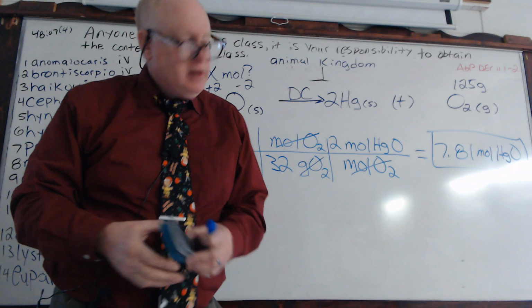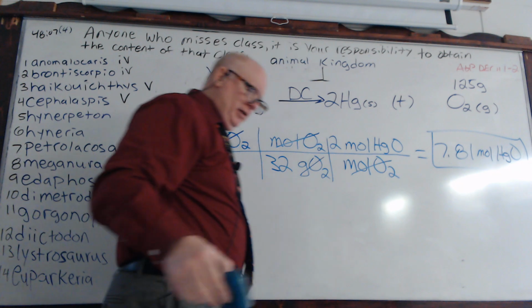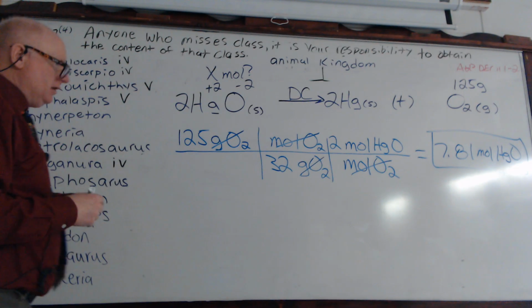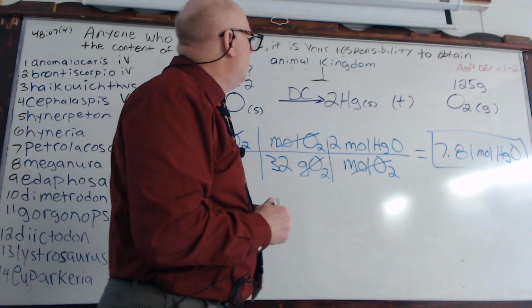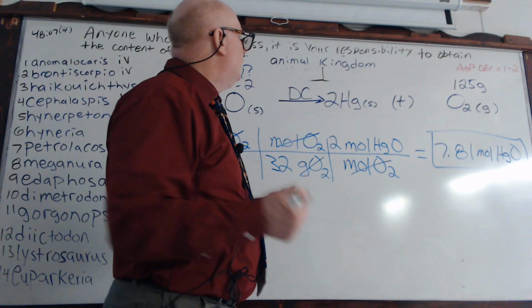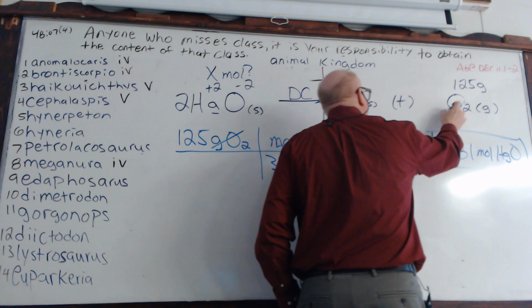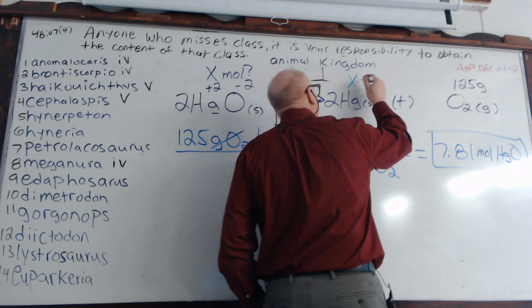All right. So now, we don't have to totally reinvent the wheel here, because in the second problem, it says how many moles of mercury are produced. Well, we still have 125 grams. Well, how many moles of this?